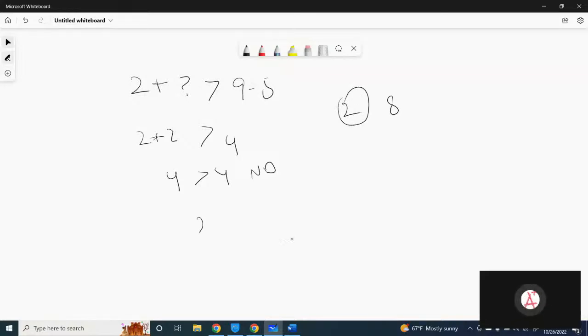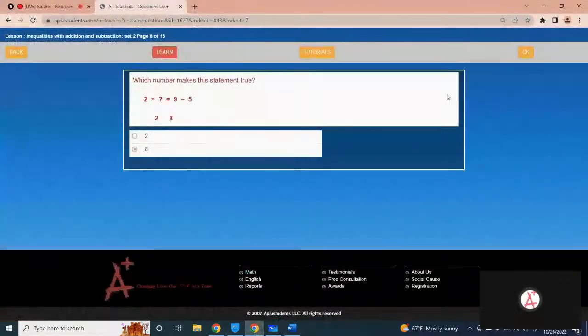Got it? Let's check for the second one. 2 plus 8 is greater than 4. 2 plus 8 is 10. 10 is greater than 4. Yes, 10 is greater than 4. Got it? So the correct option is 8. Just select the correct option and then click on the OK button.